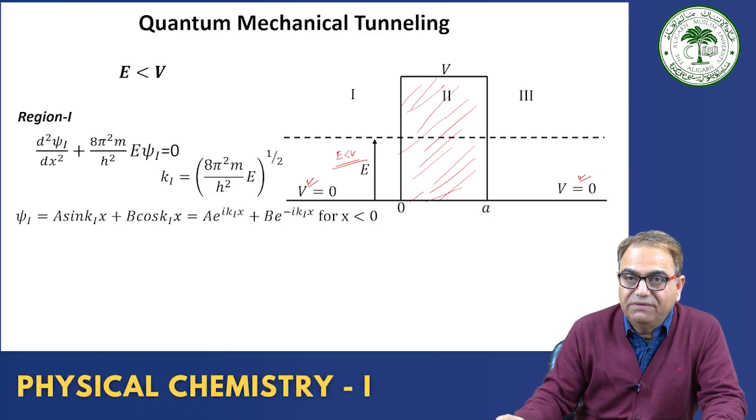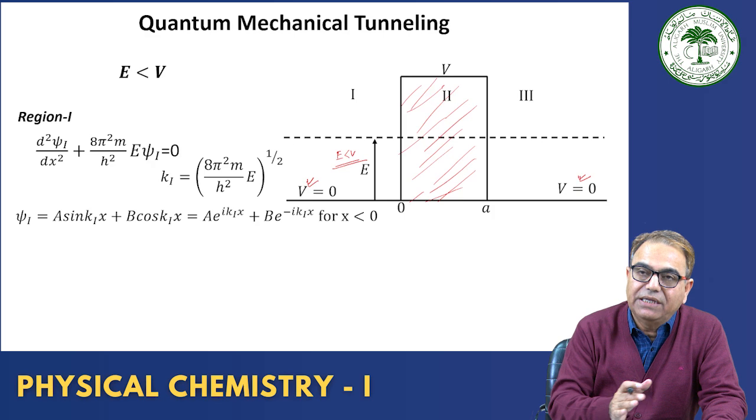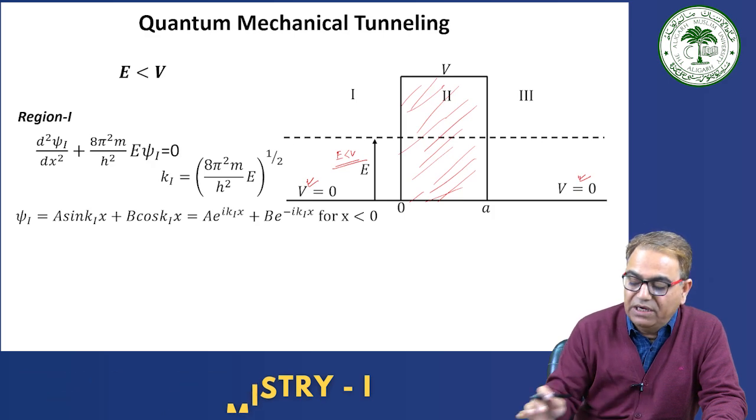If you write the Schrodinger wave equation in a similar way as in the particle in a one-dimensional box, you can write a sin k1x plus b cos k1x. Or in the exponential form, you can write a exponential i k1x plus b exponential minus i k1x for x less than 0. Okay, so on the left hand side.